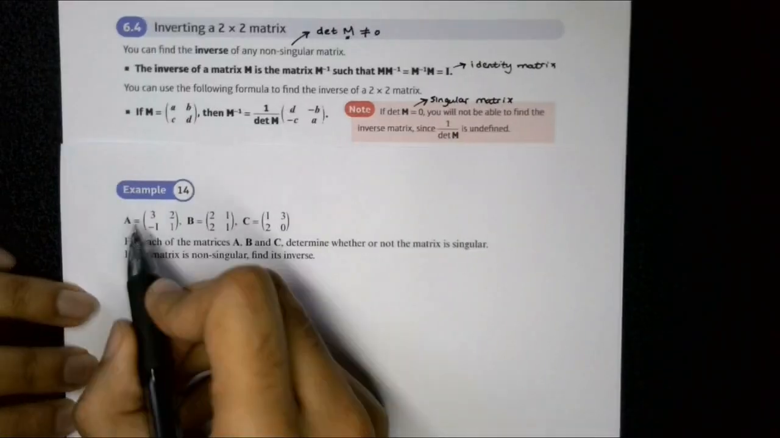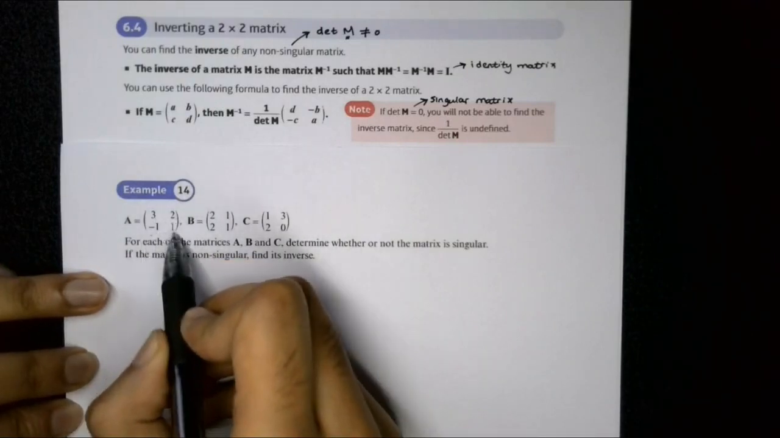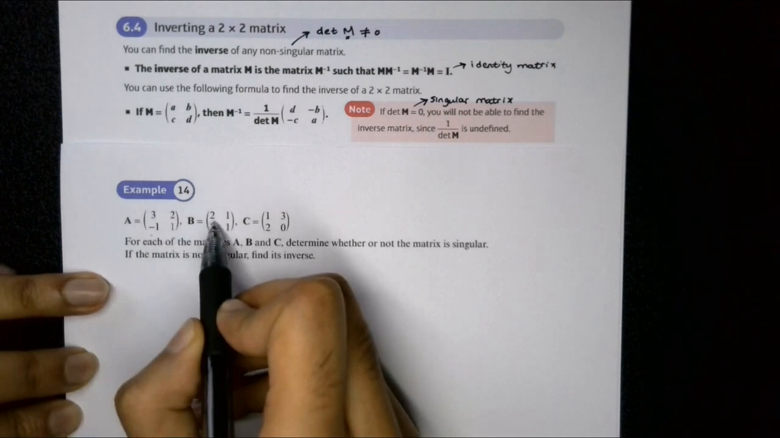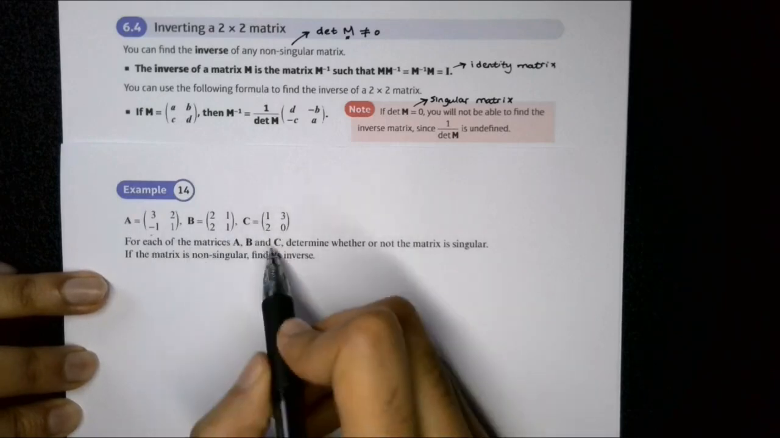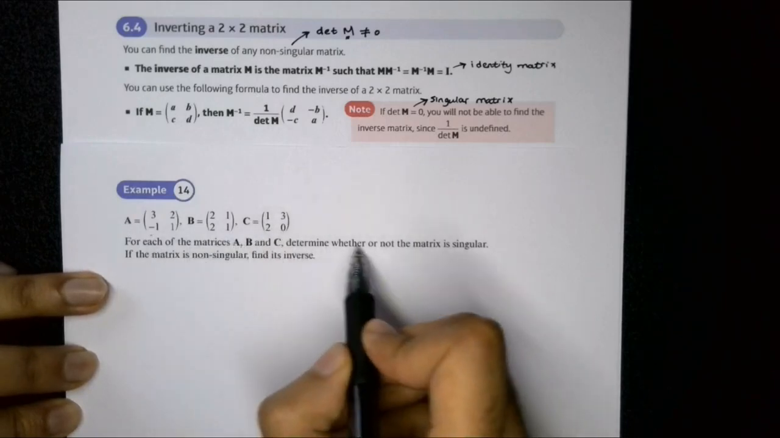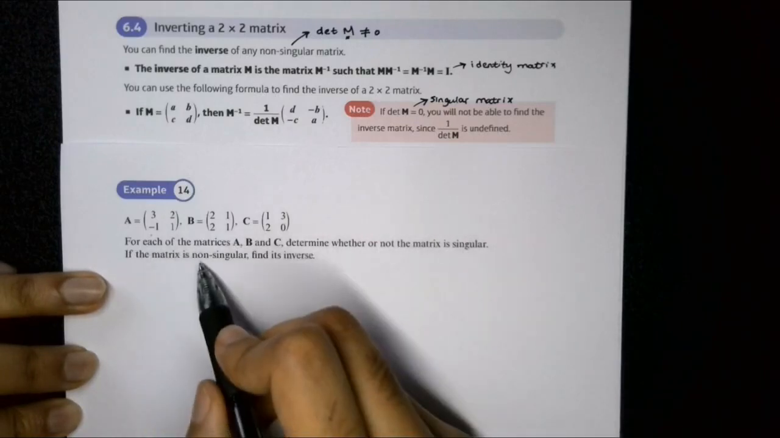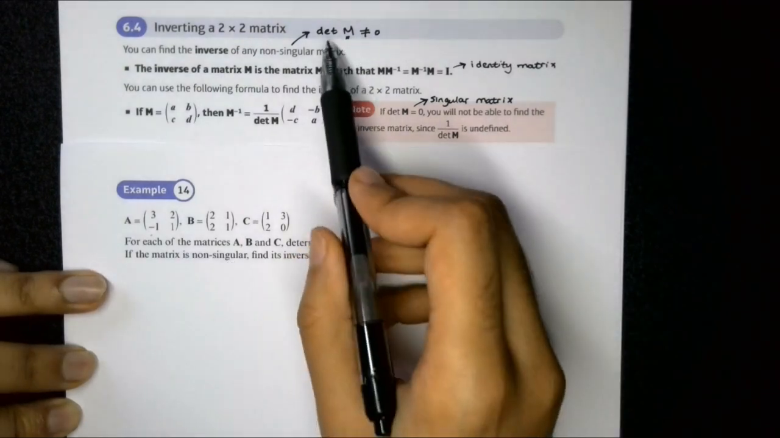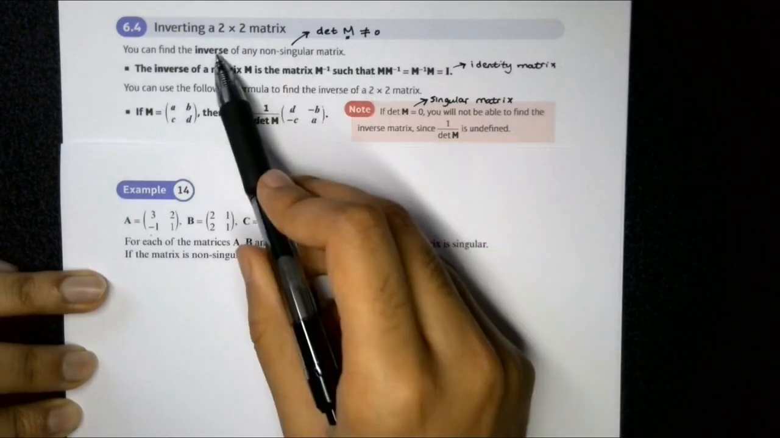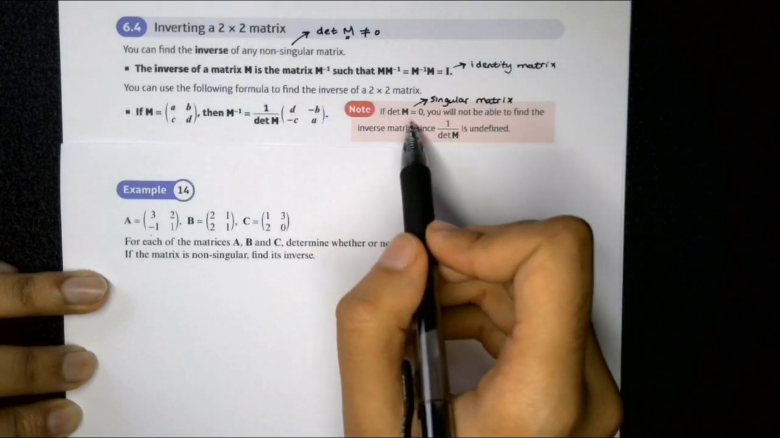Example number 14, we've got 3 matrices A, B and C. A has elements 3, 2, -1, 1. B has elements 2, 1, 2, 1. And C has elements 1, 3, 2, 0. And for each of these matrices A, B and C, we have to determine whether or not the matrix is singular. And if the matrix is non-singular, we have to find its inverse, and that makes sense. If the matrix is non-singular, we can find its inverse. If the matrix is singular, we can't find the inverse.